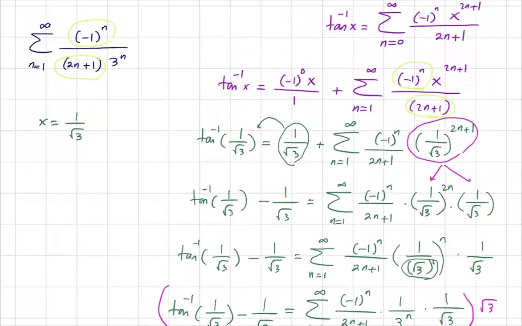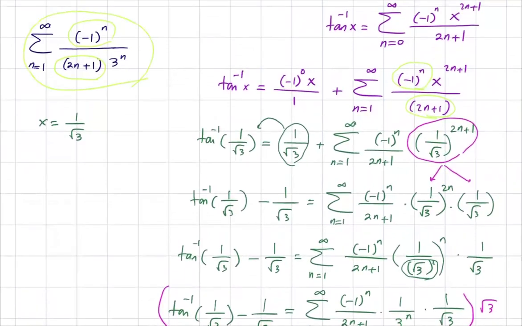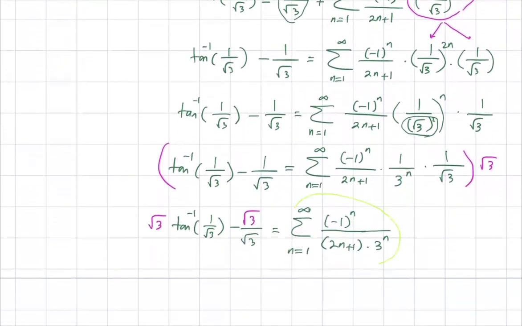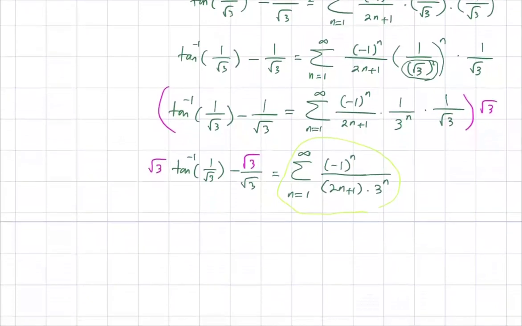But take a look at your original series. This is exactly the same thing that you had before. So this series is equal to the square root of 3 times inverse tangent of 1 divided by the square root of 3 minus 1. But the square root of 3 times inverse tangent of 1 divided by the square root of 3.